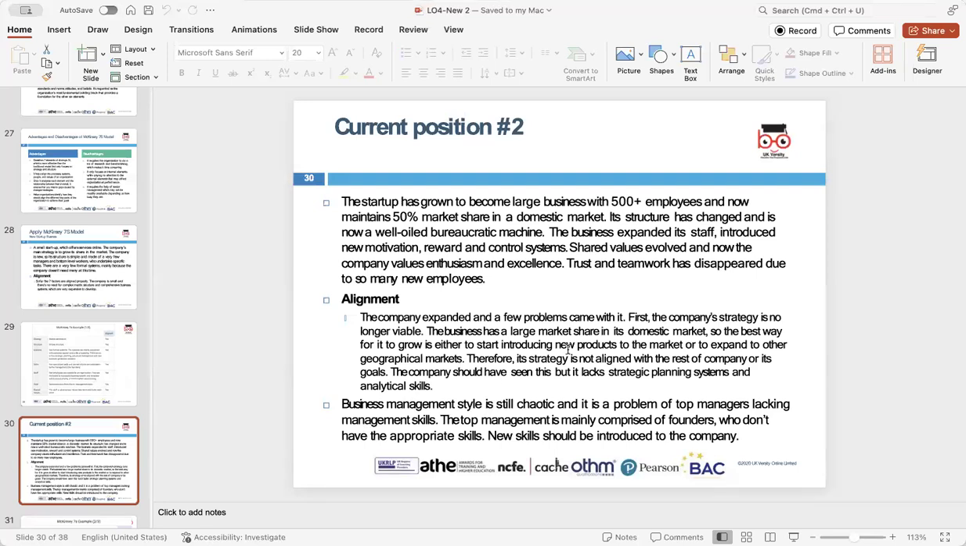Strategy: the initial market penetration strategy is no longer viable. Systems: the company lacks effective strategic planning, systems and analytical skills necessary for growth. This gap in systems and skills hampers the ability to adopt new changes. Management style: democratic, but as I said above, a chaotic management style persists, which may be problematic given the larger scale of operations. The top management, primarily comprised of founders, may lack the necessary skills for effective management.